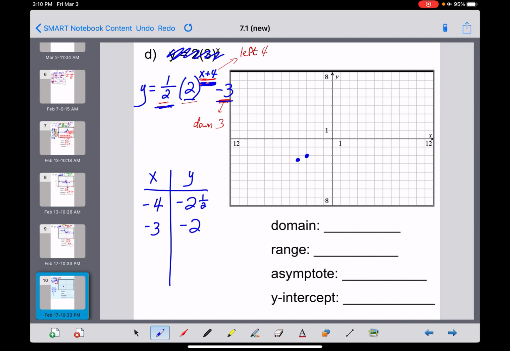And I think at this point, let's have some fun. Let's let x go ahead and equal 0. 0 plus 4 is 4. 2 to the 4th power is 16. Half of 16 is 8, and 8 minus 3 is going to get us 5. So 0, 5 is going to be right over there. Now, with those 3 points, guys, I'm kind of hoping you get a general sense for the shape right here, but I think it would probably be a good idea to talk about this before we draw anything else.